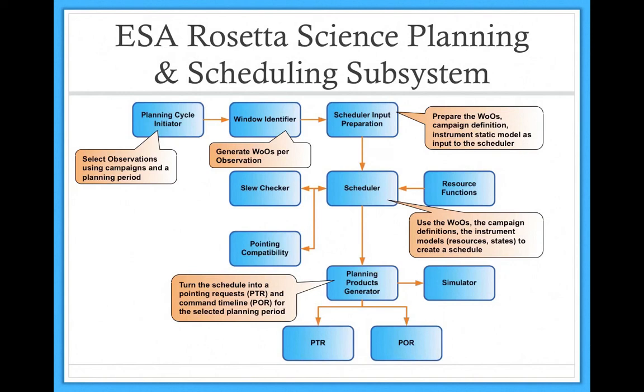The final steps are the conversion of the plan from the scheduler into the planning products used: a plan of the pointings, and a plan of telecommands required for the observations. The simulator further reviews the plan to generate a resource profile and make sure that instruments do not get into inconsistent states.